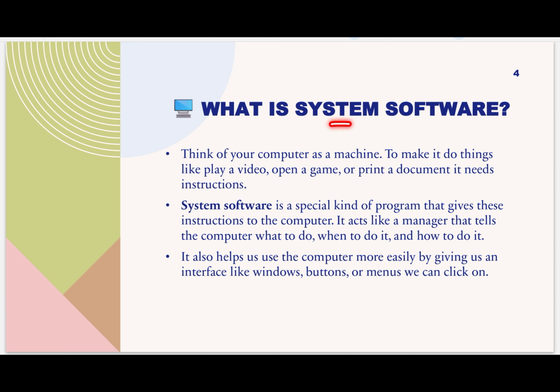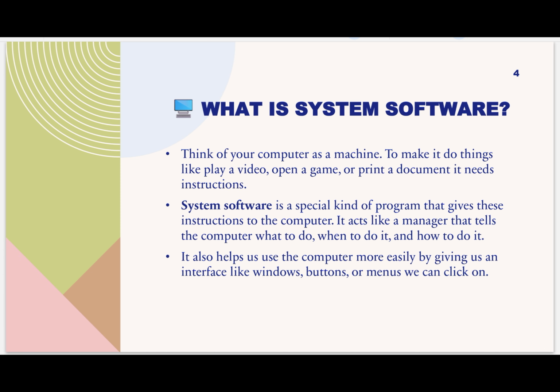First, what is system software? See, think of your computer as a machine. To make it do things like play a video, open a game, or print a document, it needs instructions, right? Then system software is a special kind of program that gives these instructions to the computer. It acts like a manager that tells the computer what to do, when to do it, and how to do it. It also helps us use the computer more easily by giving us an interface like Windows, buttons, menus. We can click on it.